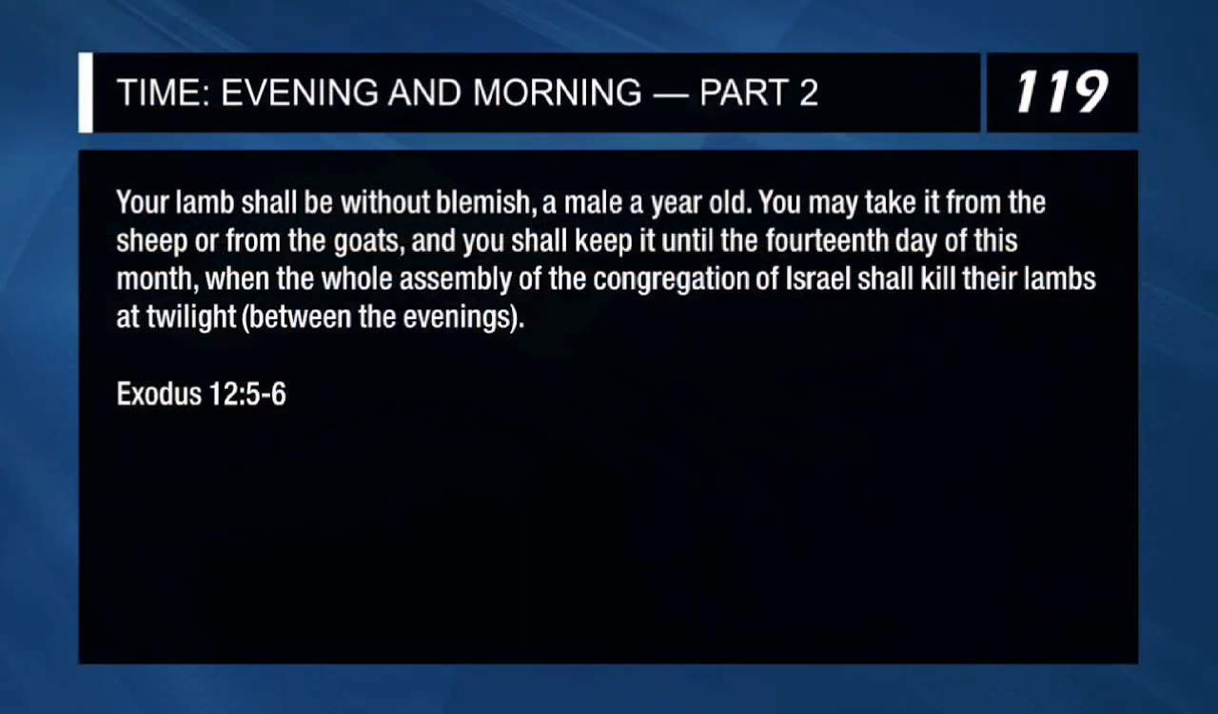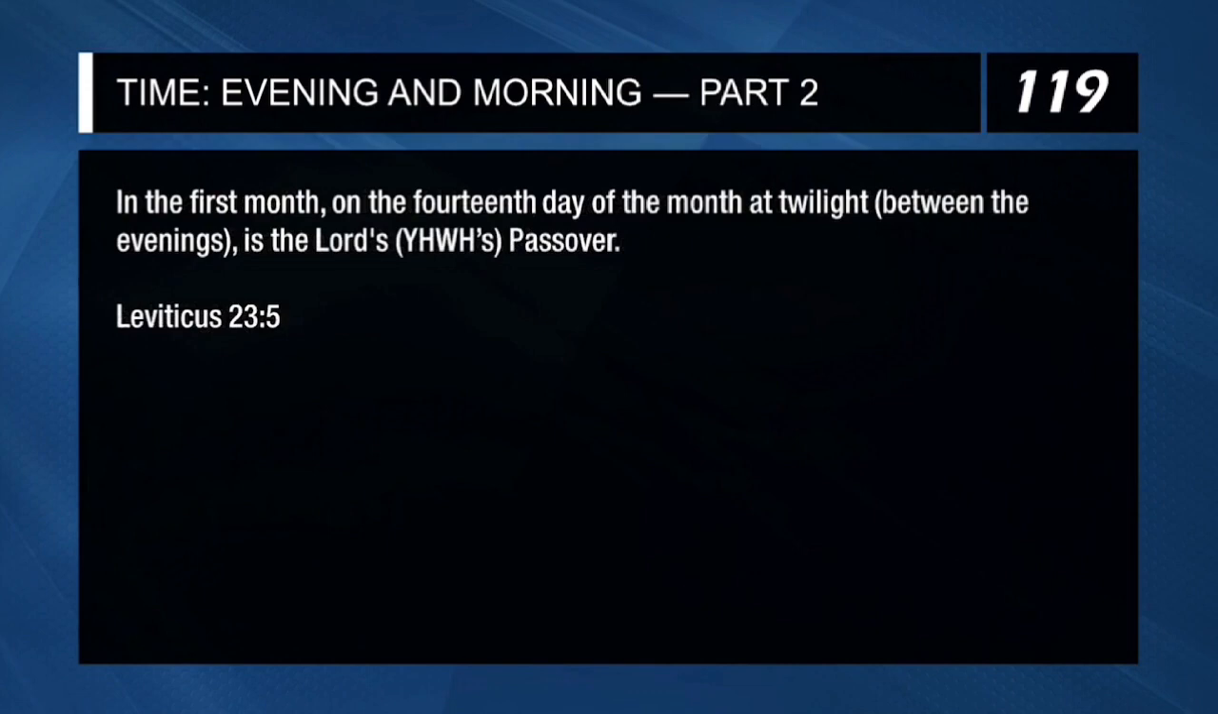Exodus 12 verses 5 through 6: Your lamb shall be without blemish, a male a year old. You may take it from the sheep or from the goats, and you shall keep it until the 14th day of this month, when the whole assembly of the congregation of Israel shall kill their lambs at twilight, or between the evenings. Leviticus 23 verse 5: And the first month, on the 14th day of the month at twilight, is Yahweh's Passover.